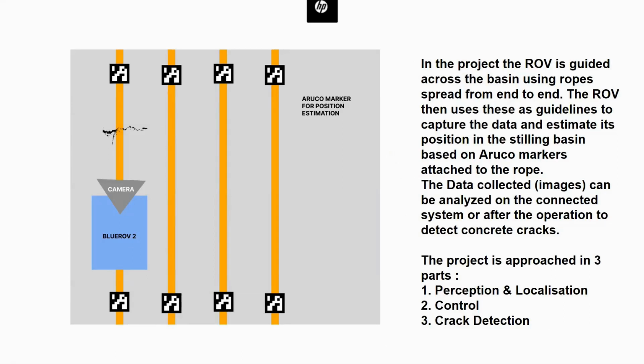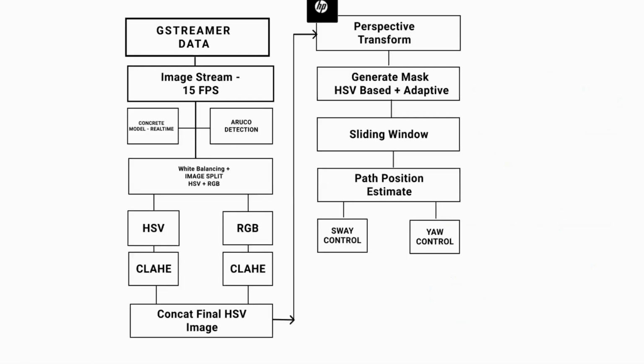So what we are basically doing is we are using a camera to perceive the environment, using the rope to follow the path, and then we are using control to follow the path, and then we are doing crack detection using the YOLO models. So this is the overall structure of how the project is structured.